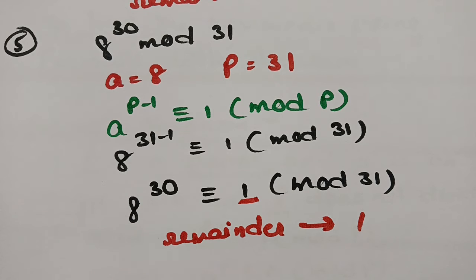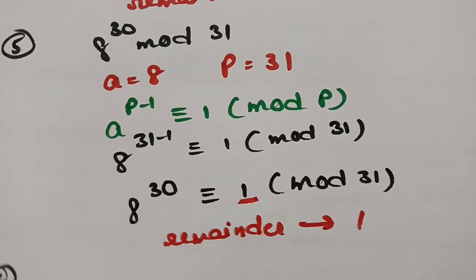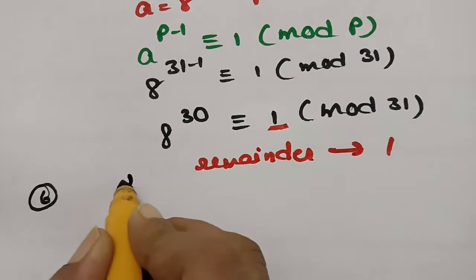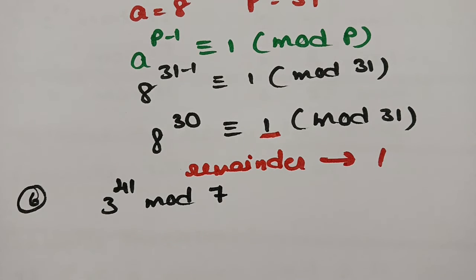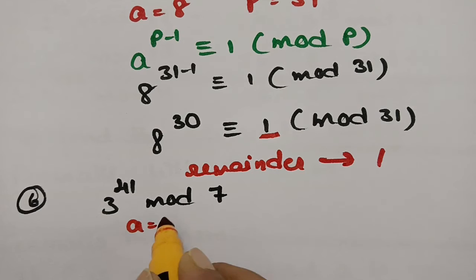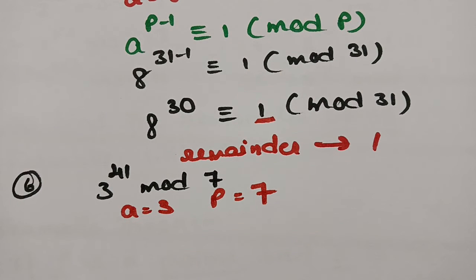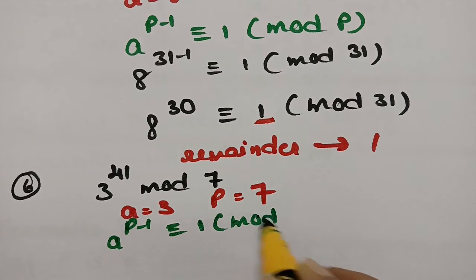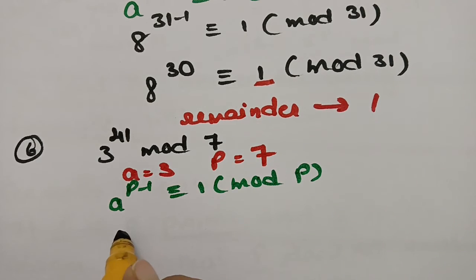And finally, the sixth question here is 3 power 41 modulo 7. So it's very clear that we take a value equal to 3 and our prime number equal to 7. According to Fermat's little theorem, as usual, a power p minus 1 is congruent to 1 mod p. If I substitute everything here, a value is equal to 3.